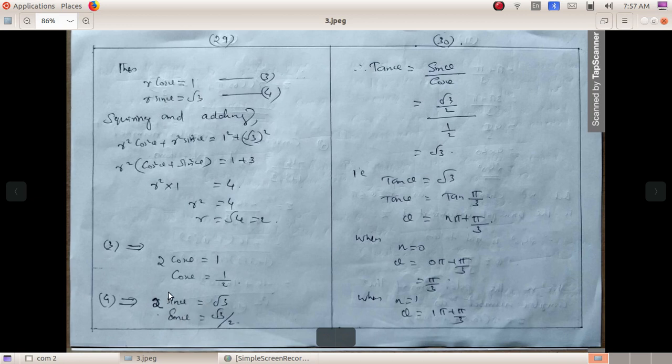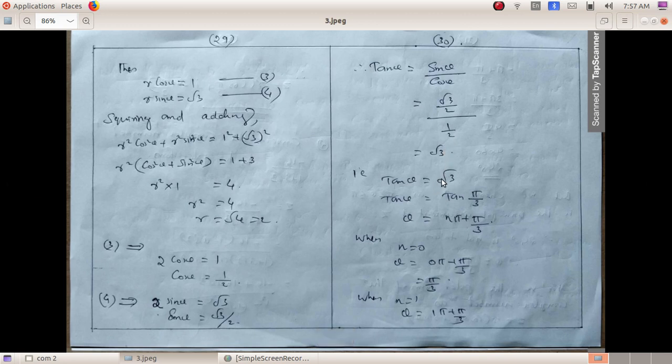From here we can find the value of theta. Very simple. For that I am dividing these two equations. Sin theta by cos theta, what is sin theta by cos theta? Tan theta. So tan theta is equal to sin theta by cos theta. Sin theta here is root 3 by 2, divided by cos theta, which is 1 by 2. So the two 2s cancel. So the answer is root 3 by 1, that is root 3. Tan theta is equal to root 3.